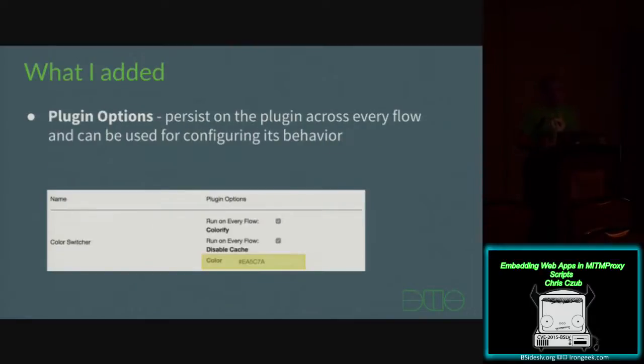I also added plugin options. These are persistent options that you can configure. You have different types that you can create, and those just configure the plugin behavior, and they persist across every flow that the plugin runs across. So for example, here we have a color switcher plugin, and we have a configurable color in the interface.